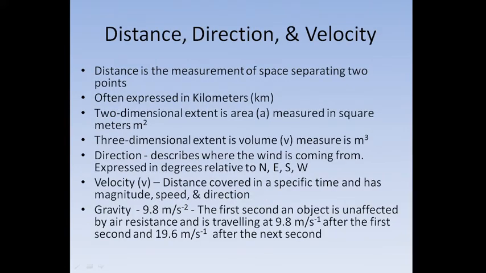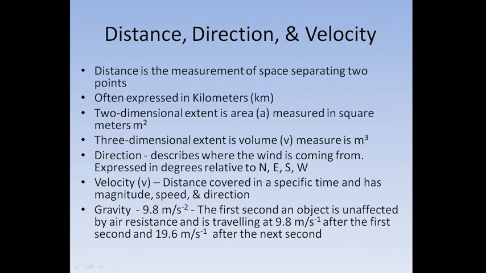Distance, direction, and velocity. Distance is a measurement of space separating 2 points. So from point A to point B, that's the distance. Often expressed in kilometers. Two-dimensional extent is area, measured in square meters. Three-dimensional extent of volume is measured in cubic meters.